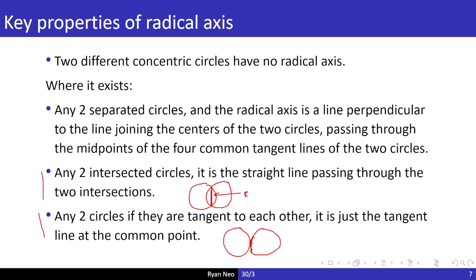If they're tangent to each other, so they touch at one point, the radical axis is just the tangent to that common point. So the common point is the intersection point, that singular intersection point. So the radical axis is the tangent to this. This is the radical axis. It might not look tangent, but just trust me, it's tangent. So this is how you identify the radical axis for two circles in any two different configurations. So you have two separated circles, two intersected circles, and two tangent circles. Now you know how to identify radical axis.